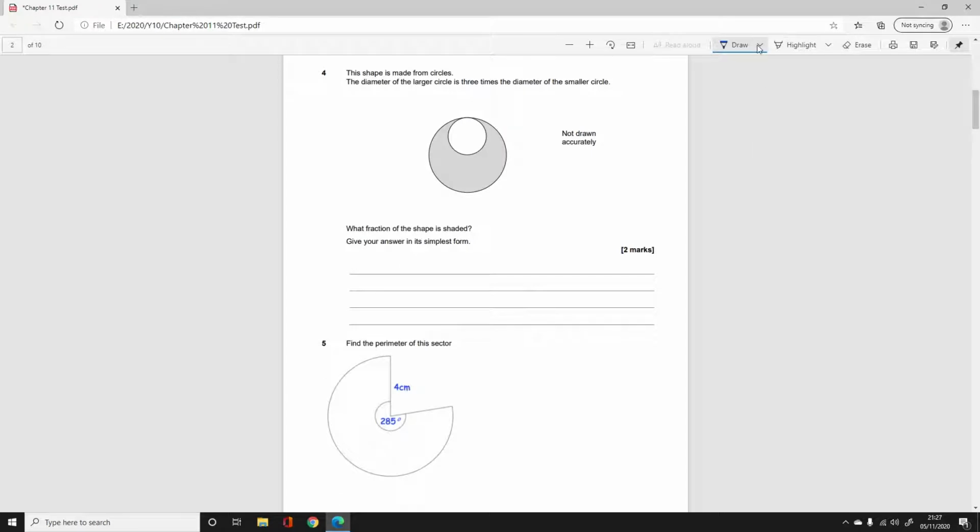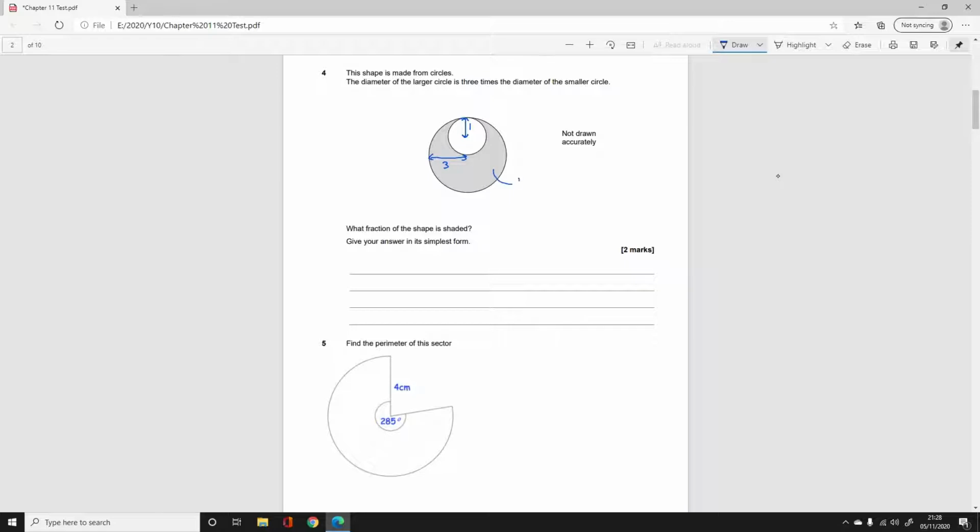Okay, let's move on. So here we need to find what fraction of the shape is shaded. So we have got a diameter of the larger circle 3 times the diameter of the smaller circle. That also means the radius of the larger circle is 3 times the radius of the smaller circle. So I'm just going to call this having a radius of 1 and this having a radius of 3.